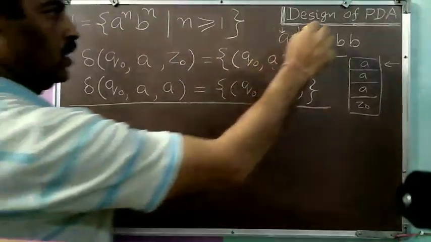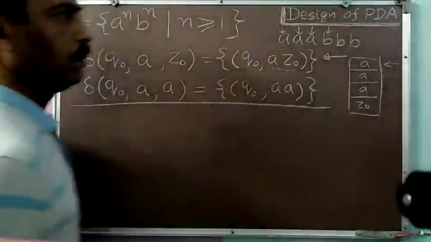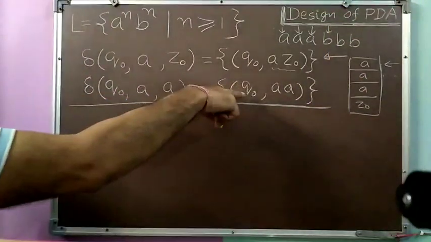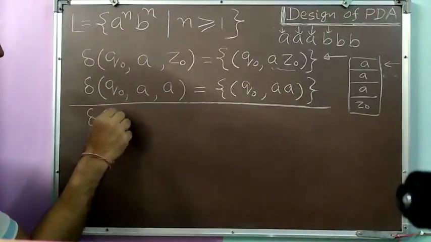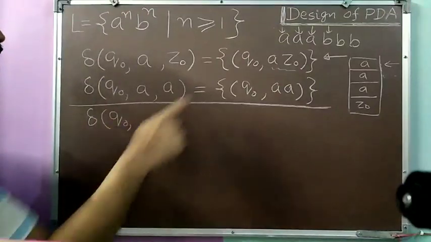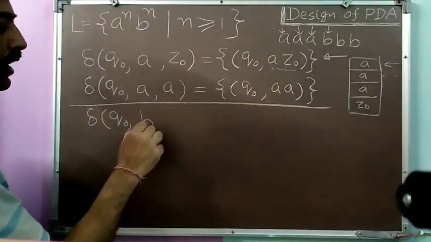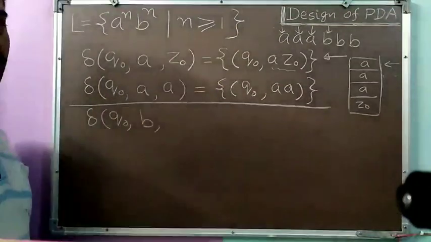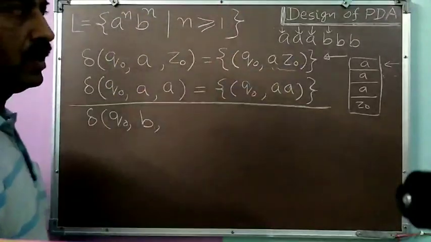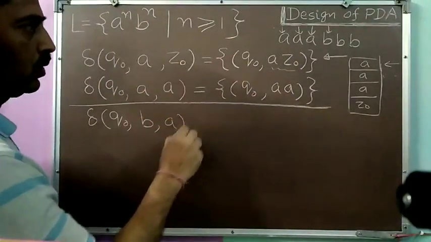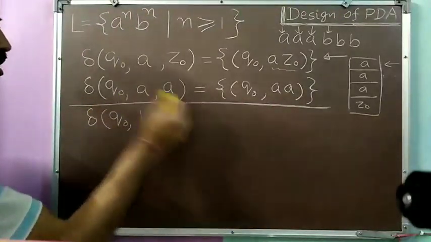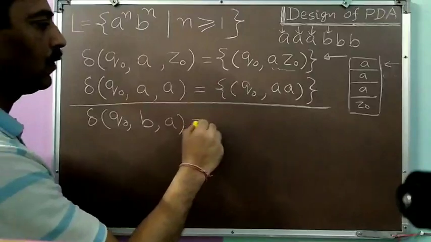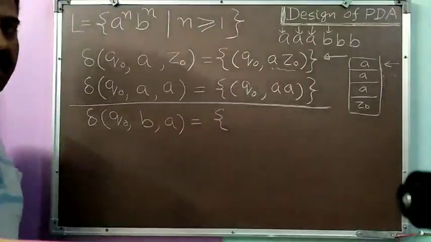Now, in the second situation, I will get a B from the input. Which state am I in? I am in the state Q0. So I will write delta Q0. From the input, I am now getting B. On the top of the pushdown store, what is present? The A is present. So Q0 B A, this is the situation for which I have to write the transition.